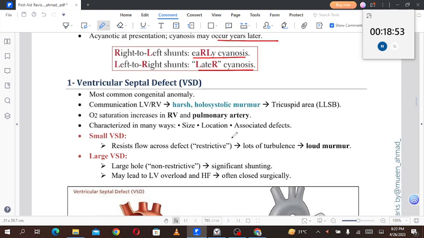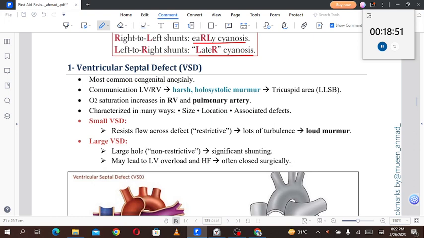Remember these things. Ventricular septal defect is the most common congenital anomaly. It is a communication of the left ventricle to the right ventricle, with a harsh holosystolic murmur at the tricuspid area, that is the left lower sternal border, in the fourth or fifth intercostal space.